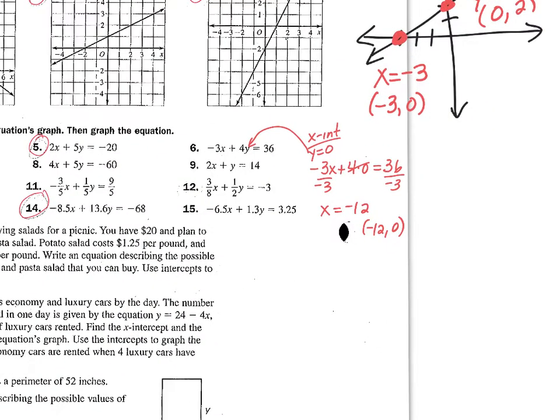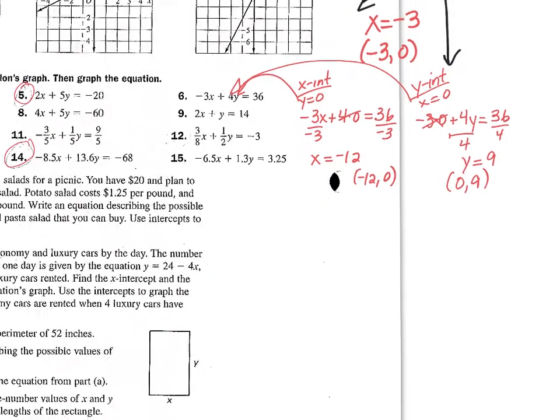Okay, but now I've got to find the y-intercept. And we know every y-intercept, x is equal to 0. So in that same equation, I'm going to put -3 times 0 plus 4 times y equals 36. These cancel out. We divide both sides by 4, and y is going to equal 9. That would be the ordered pair. We plugged in 0 for x, we got 9 for y.